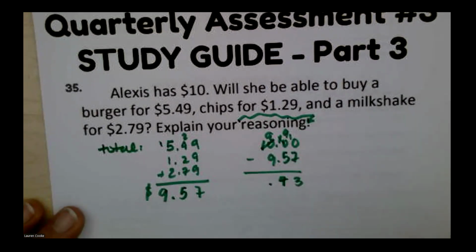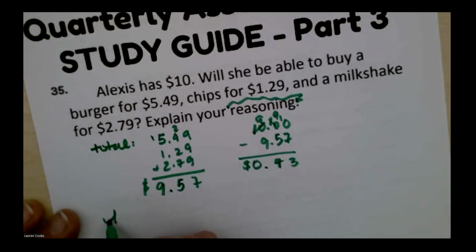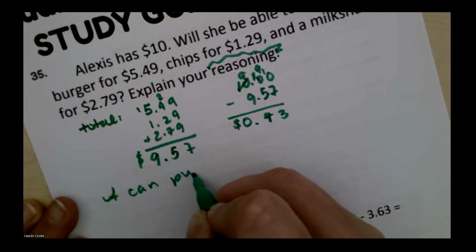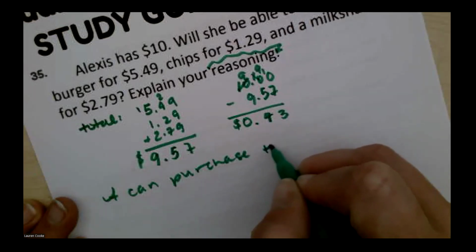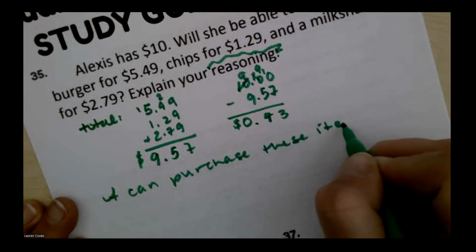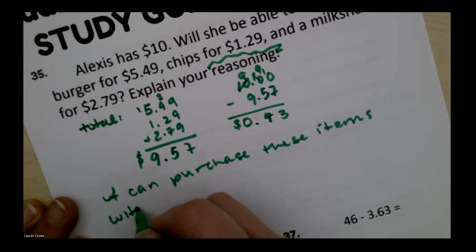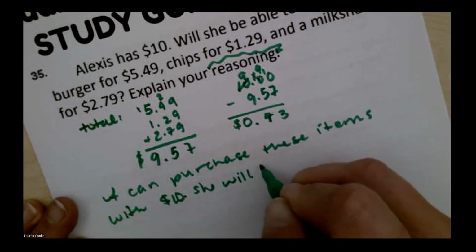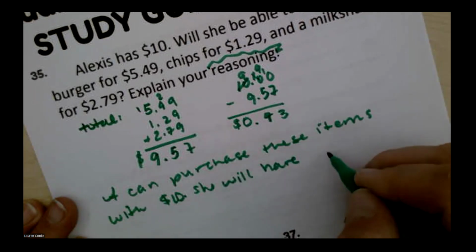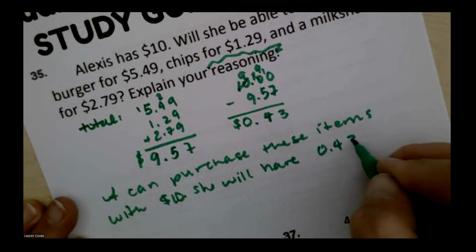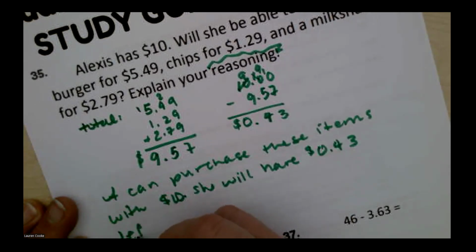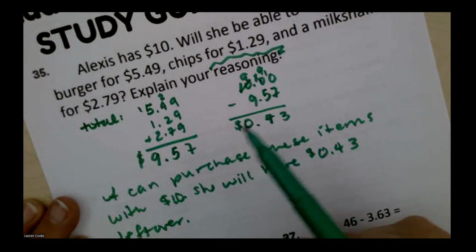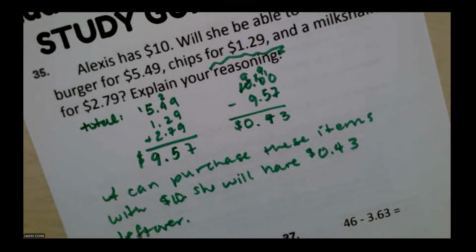Okay, so Alexis can purchase these items with $10. She will have 43 cents left over. Okay, great.